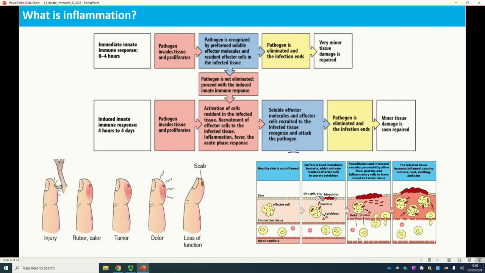So you can see just the different stages here. We've got our resident effector cells potentially detecting those bacteria, and then we're getting recruitment of the induced innate immune cells into the area, and we're getting this inflammation of the site of infection and damage.